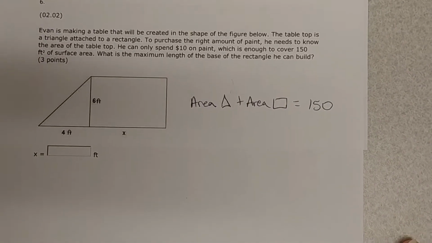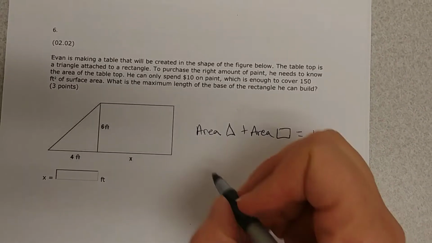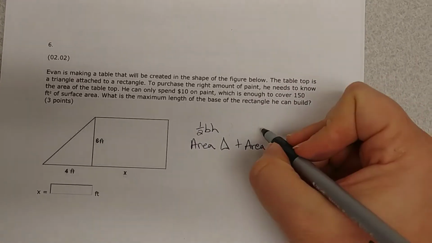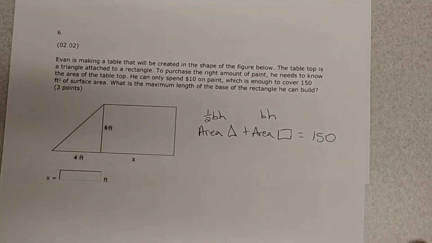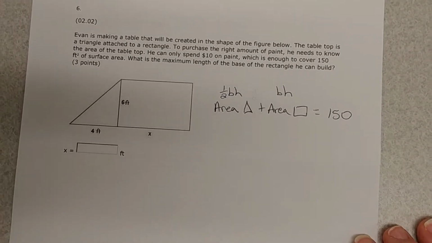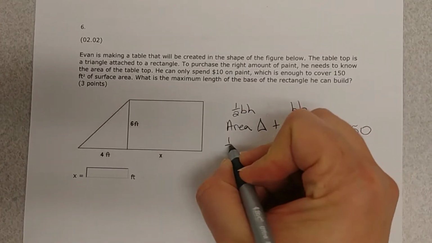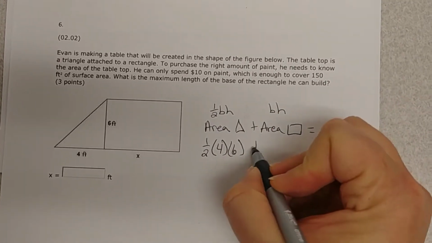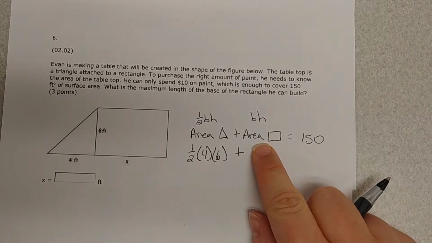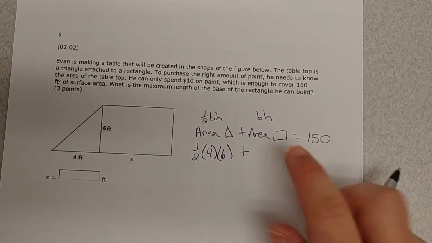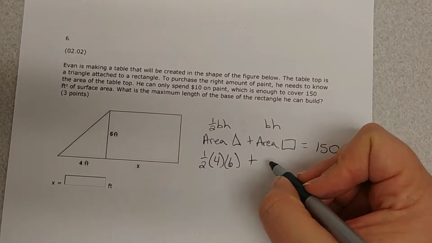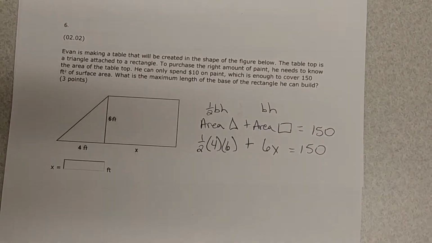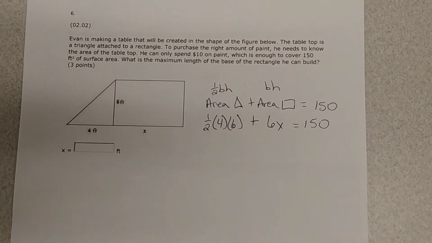So we have to remember what are the area formulas for those shapes. So a triangle is 1/2 base times height, and a rectangle is just base times height. So for the triangle, we actually have everything we need. 1/2, the base is 4, height is 6, plus, now for the area of the rectangle, the base is x, and the height is 6, so that's 6x equals 150. So again, I just have to figure out what that x is going to be.